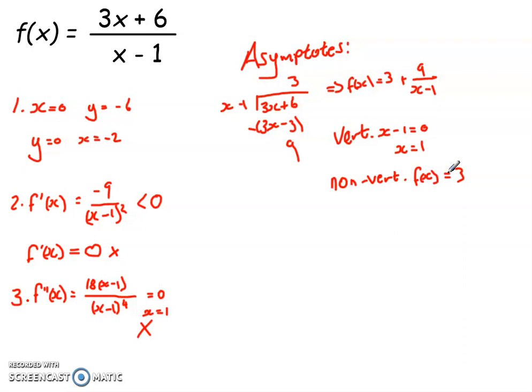What I now need to do is look at the behaviour of the curve as it approaches those asymptotes. So again, let's do a very rough sketch before we go and do the good one. I know I've got a vertical asymptote at x = 1.